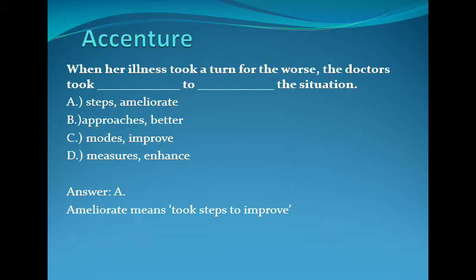Okay, one more type of question is contextual vocabulary. There are a couple of blanks available in this question. So it says, when her illness took a turn for the worse, the doctors took dash to dash the situation. So obviously when there is a problem or an issue, you always take steps to solve the problem that's available in front of you. So over here, as you can see, the best answer would be took steps to ameliorate. Ameliorate in the sense, as it says over there, took steps to improve. So that's the best fit in the 2 blanks available.